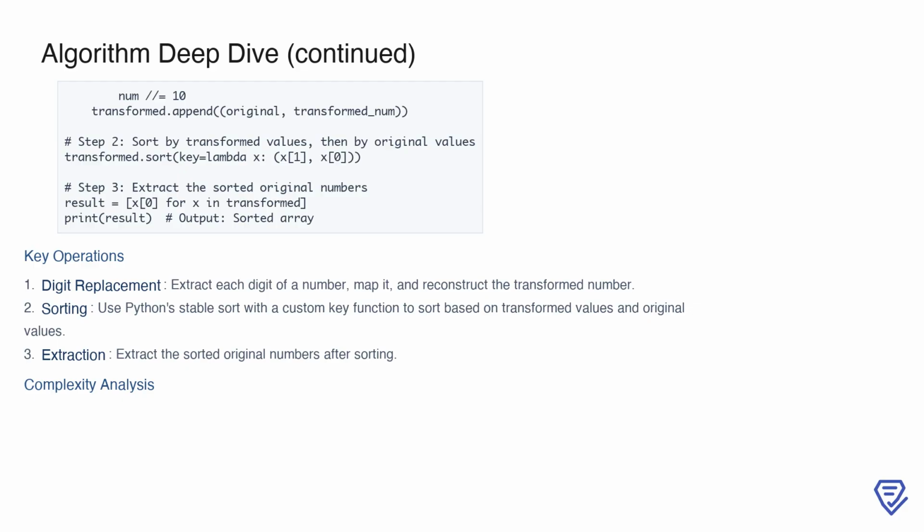Once the list is sorted, the final step is to extract the original numbers from the sorted tuples. This is easily achieved using a list comprehension that picks the first element of each tuple. The output is the sorted version of the original array nums. To summarize the key operations, the algorithm first performs digit replacement by extracting and mapping each digit, reconstructs the transformed number, sorts the pairs based on the custom criteria, and finally extracts the sorted original numbers. Each of these operations is efficient and leverages Python's robust built-in features.